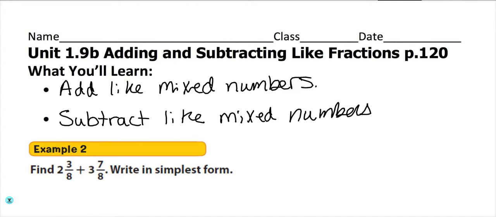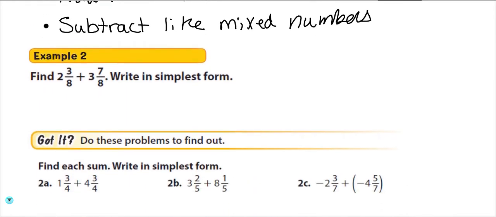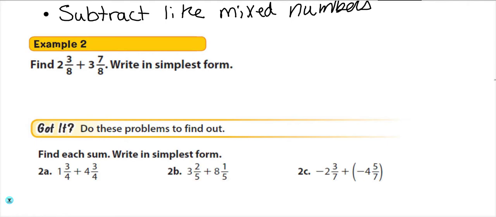Let's take a look at the first one. So let me scroll down here so I can see how much room I've got to write. Here we go. So we're going to find 2 3/8 plus 3 7/8, and we're going to write that in simplest form, which we already know. We always have to put it in simplest form.